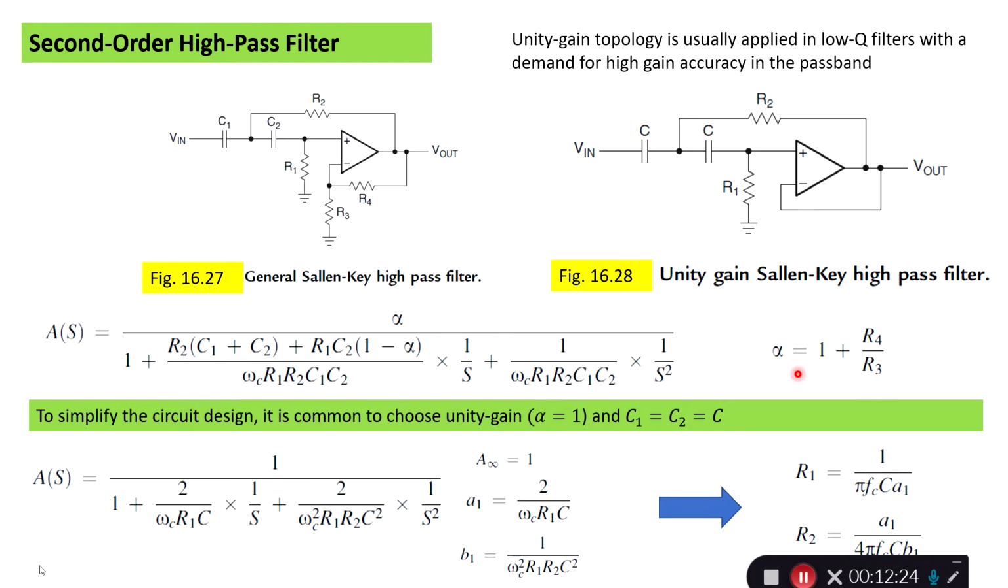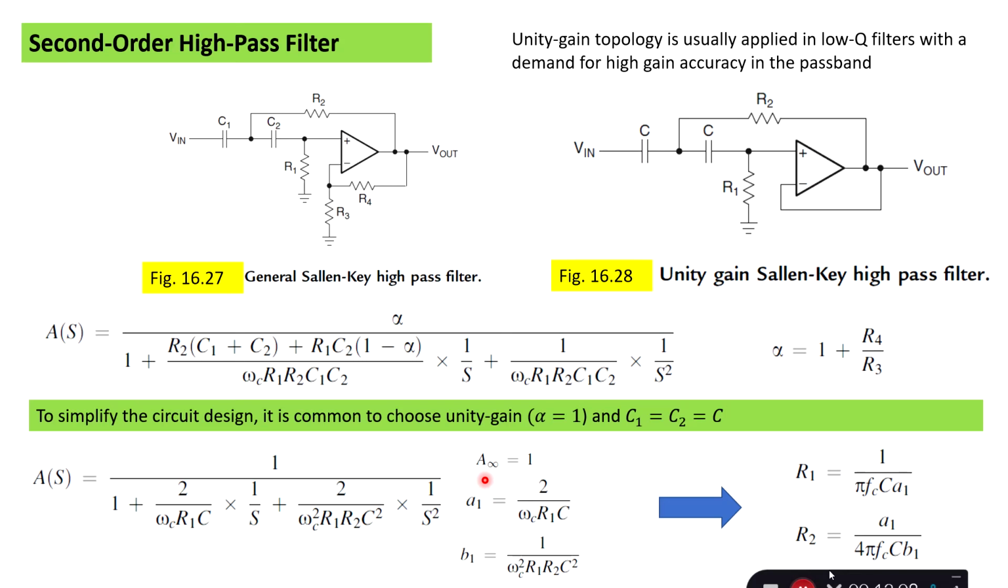But typically we try to simplify a lot in electronics, so it's very common to use a unity gain amplifier, so the buffer here. So we would select alpha here to be 1, and we will also select C1 and C2 to have the same value in order to make the equation a bit simpler. So when alpha is 1 and C1 equals C2, this equation can now be written more simplified like this.